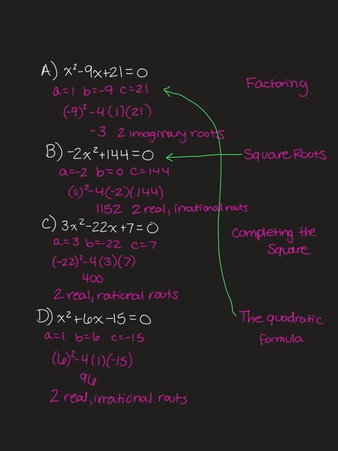So now I have C and D. I have two rational roots and two irrational roots. Since I want the rational roots, the real numbers, to go with factoring, we'll say that we'll use factoring to solve C. And then the irrational roots, we'll say that we will use completing the square.